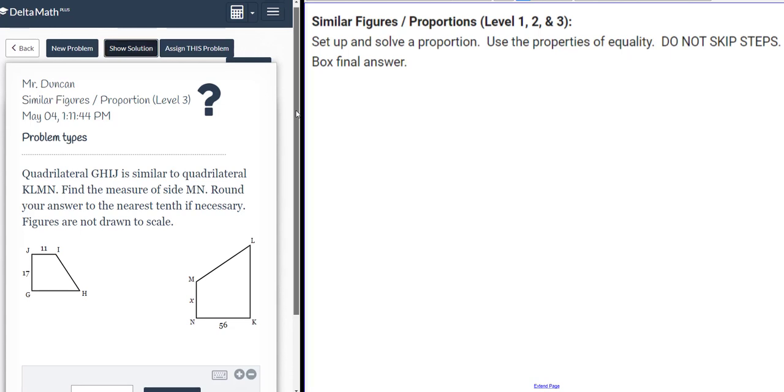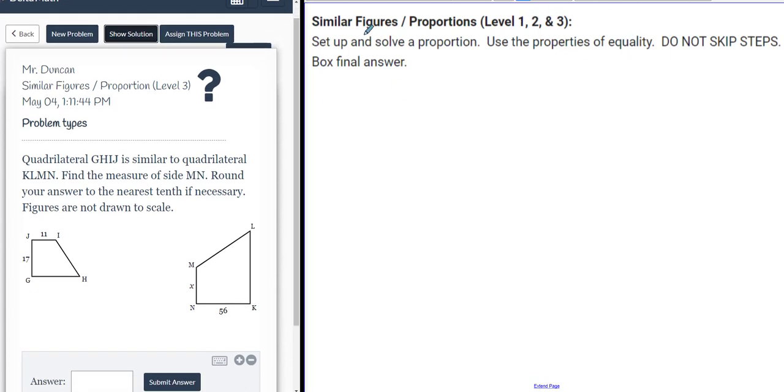Similar figures, proportions, levels 1, 2, and 3. Set up and solve a proportion. Use the properties of equality. Do not skip steps. Box final answer. So I'm going to give you an example for level 3, although I don't think it's that hard.